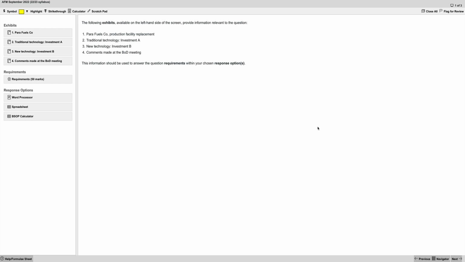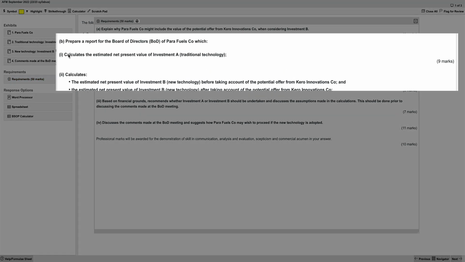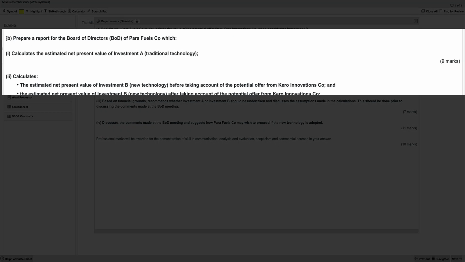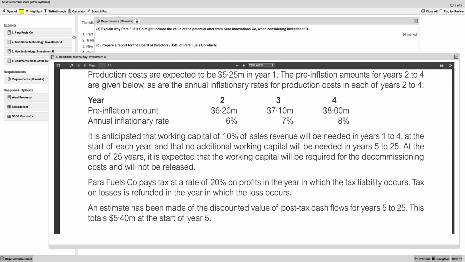Okay, so here we are in the question environment, and I want the requirements, and I'm doing part B. Part A we'll do elsewhere, but part B, prepare a report for the board of directors. And the first one, calculate the NPV of investment A. So we need to go to investment A, and here's investment A.